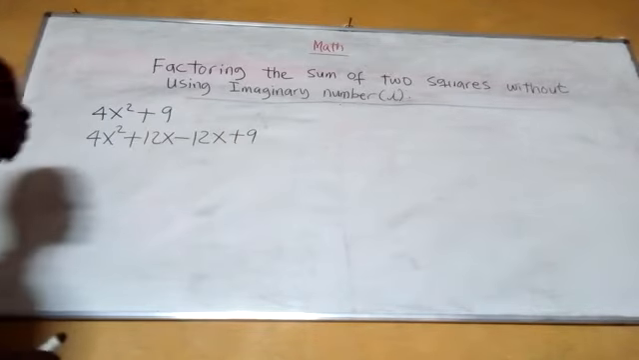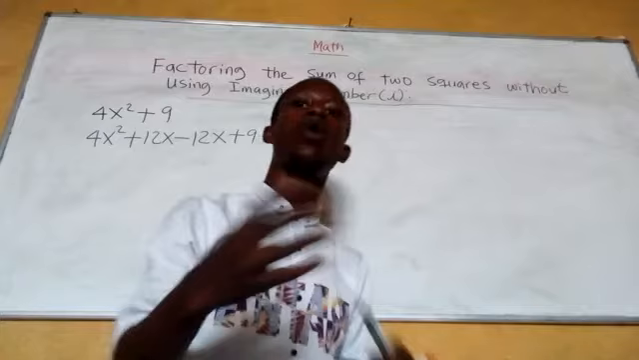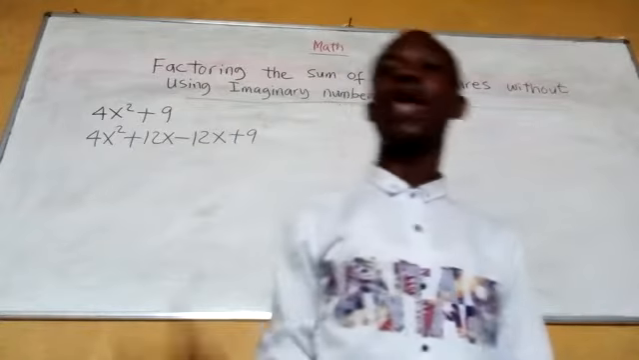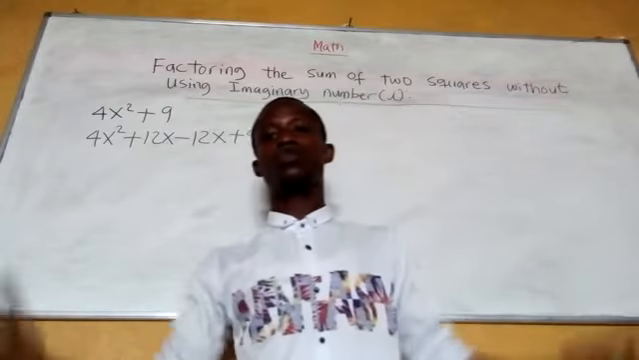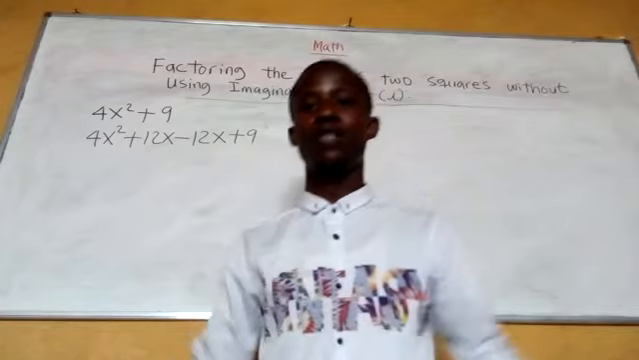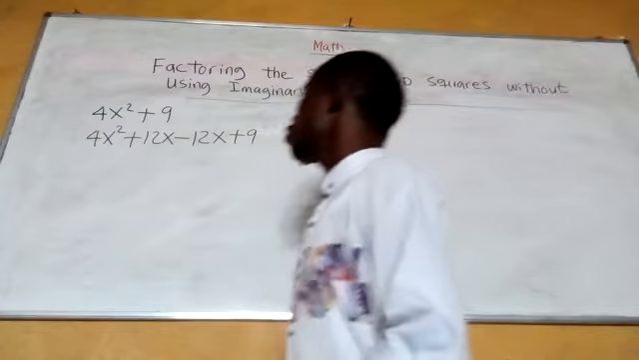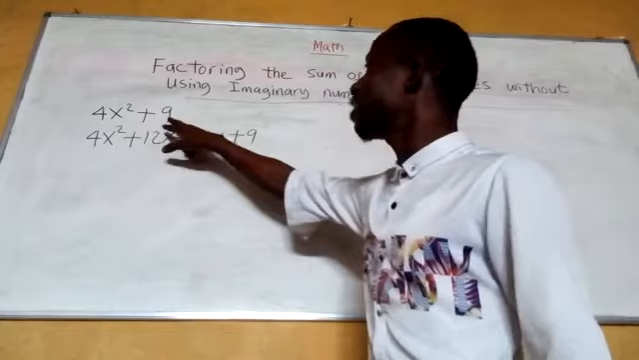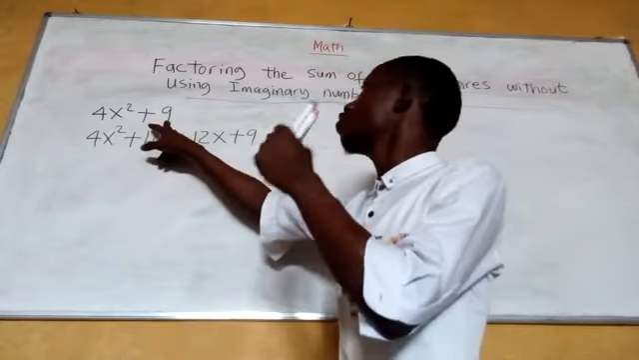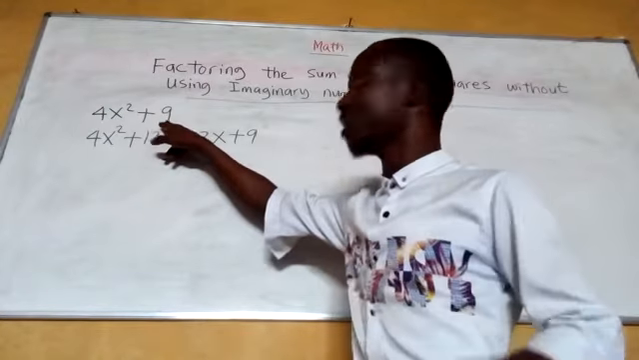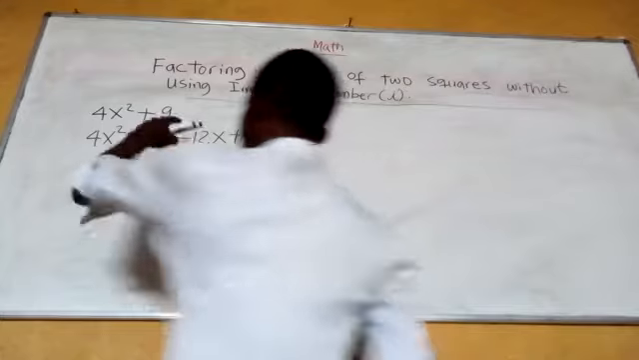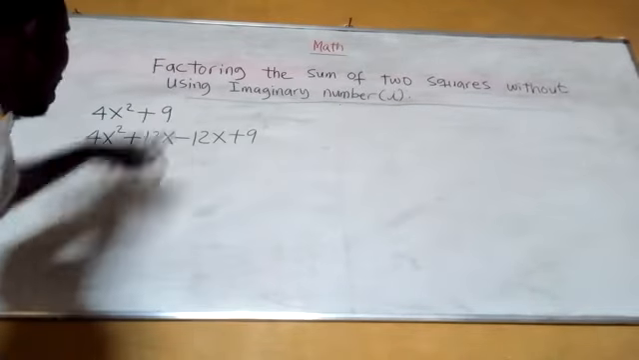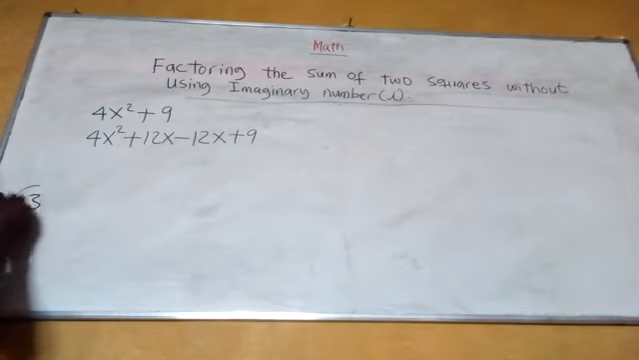I know somebody will ask me, how do we come up with the 12x to be added and to be subtracted? Now the answer is very simple. Here is your answer. To obtain the number that will be added or subtracted, take the what? The square root of the last term. The last term here is 9. So the square root of 9 here, we have 3.